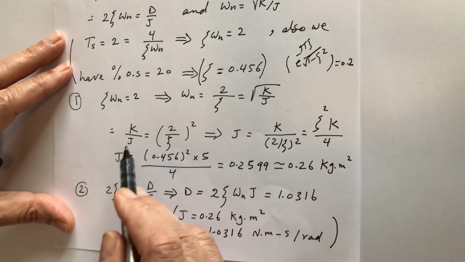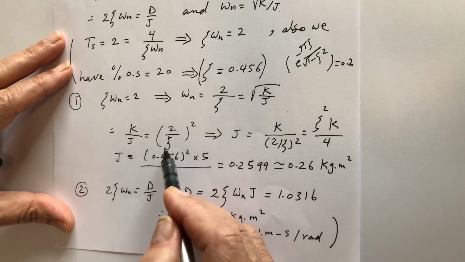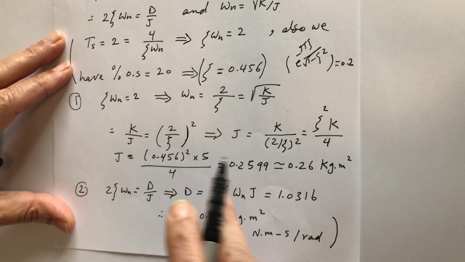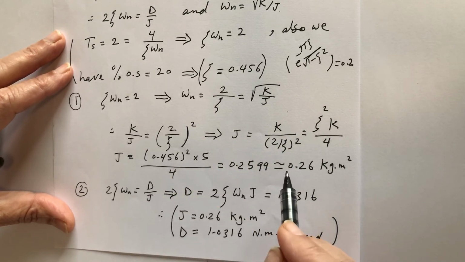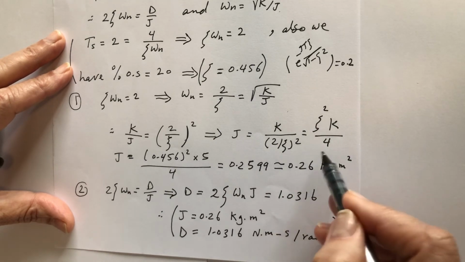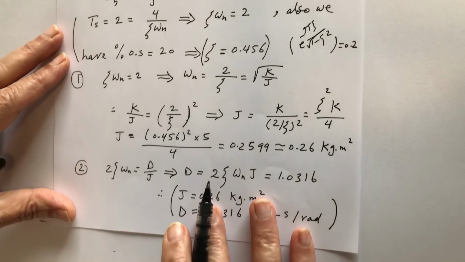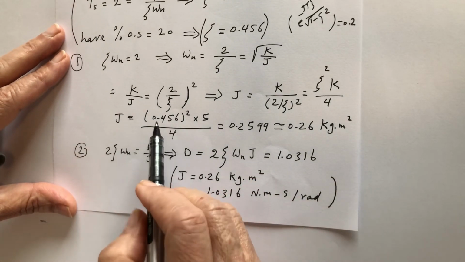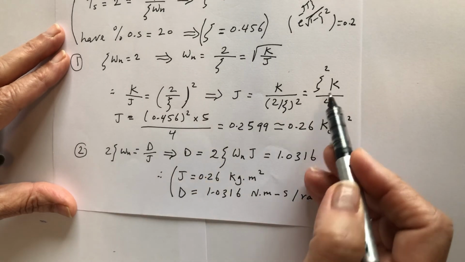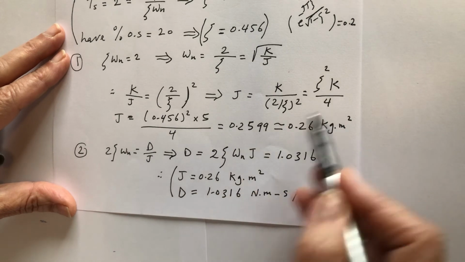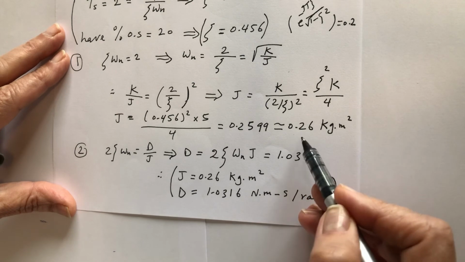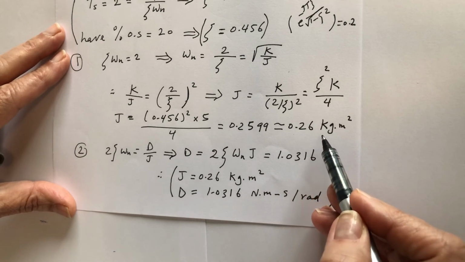Squaring both sides, we'll have K over J equal to (2 over zeta) squared, right? From this we'll get J equal K over (2 over zeta) squared, which equals zeta square times K over 4. And put the data which you have. We have zeta equal 0.456 squared, and K which is given to me is 5, over 4. So I'll get J equal 0.26 kilogram meter square. Okay, guys.